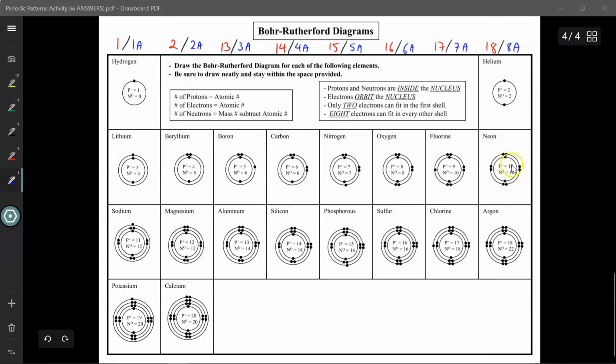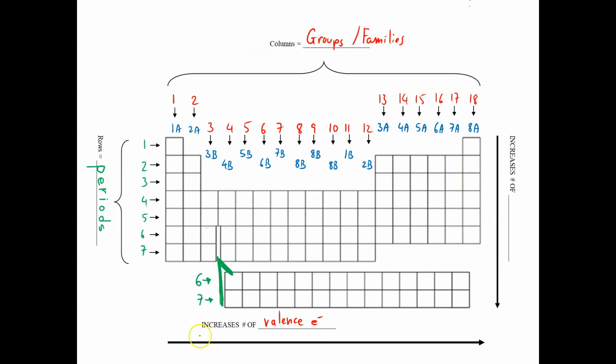The only exception over here is group 18 or 8A. These guys all have 8 valence electrons in their outer shell, but helium does not, because it maxes out at 2 electrons in the first shell. The first shell cannot hold any more than 2 electrons, so it can't actually have 8. So as you move from left to right, we start to increase the number of valence electrons in the outer shell.